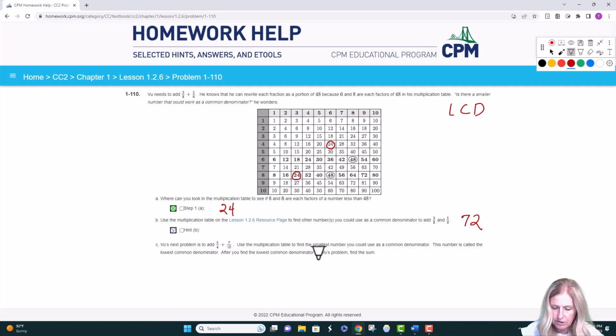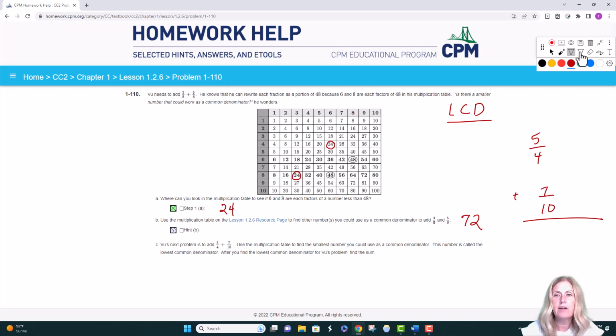His next problem is to add 5/4 and 7/10. Use the multiplication table to find the smallest number you could use as a common denominator. Now they're telling us it's called the lowest common denominator. After you find it, find the sum. Okay, so we are going to be adding 5/4 plus 7/10.